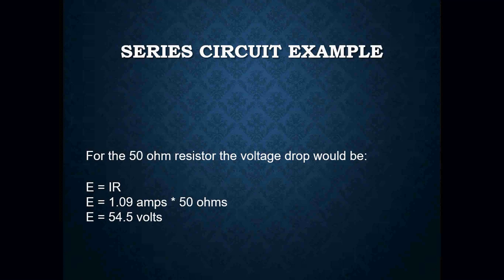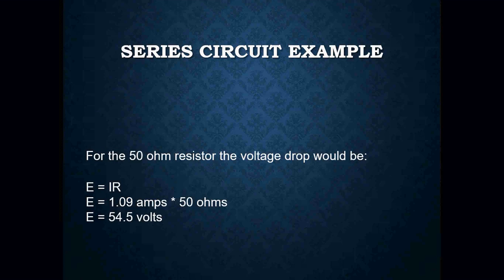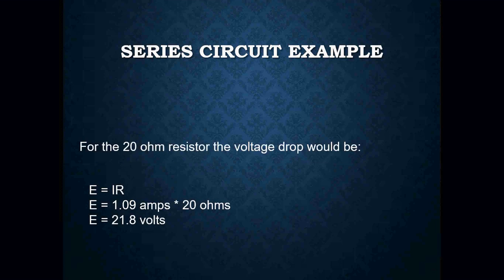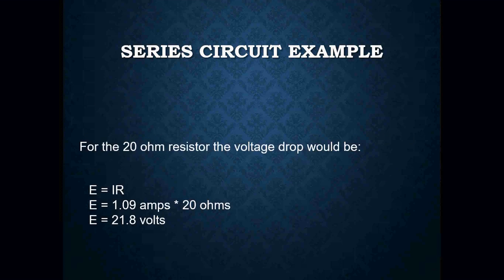The 50 ohm resistor, 1.09 amps times 50 ohms, that guy is going to use 54.5 volts of electricity. And then the 35 ohm resistor, you're going to have 38.15 volts of electricity. Okay. Now, if you add all of those voltages up, 38.15, the 54.5, the 21.8, and the 5.45, you should come up with what we started with, the 120 volts of electricity.